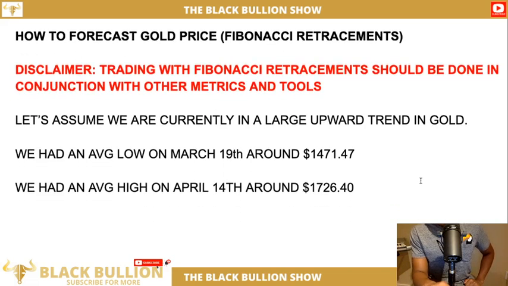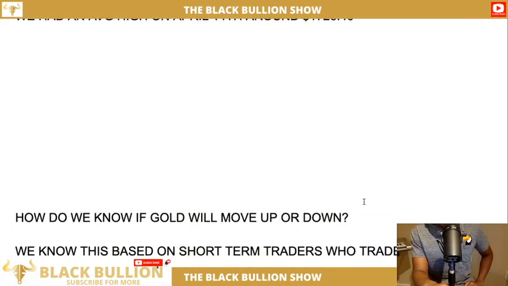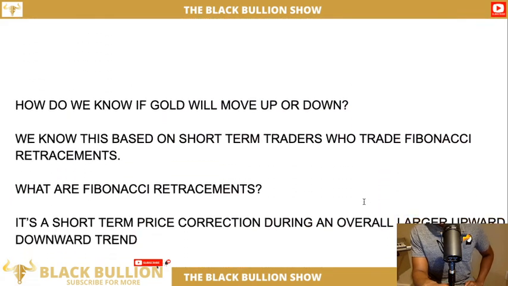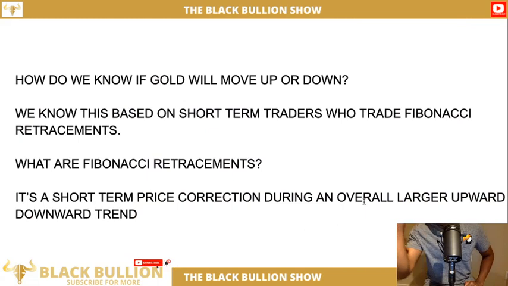So let's assume we are currently in a large upward trend in gold. We had an average low on March 19th around $1,471.47. We had an average high on April 14th around $1,726.40. So how do we know if gold will move up or down?